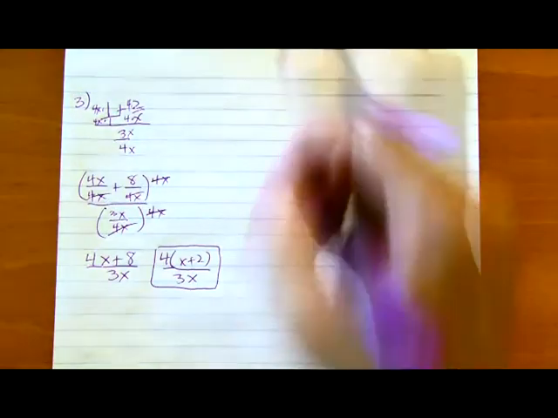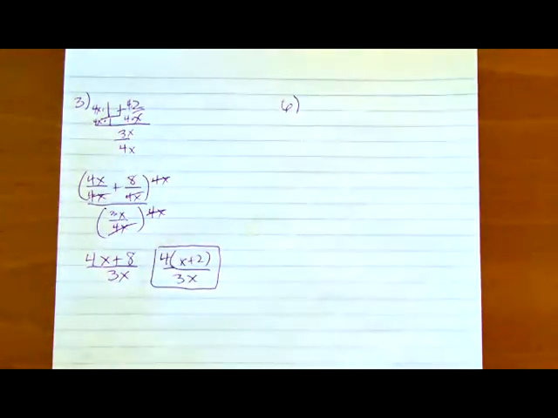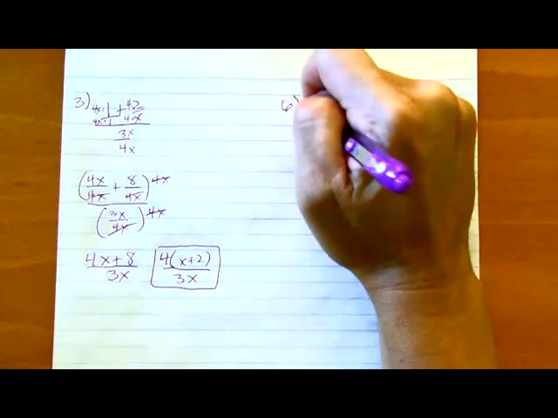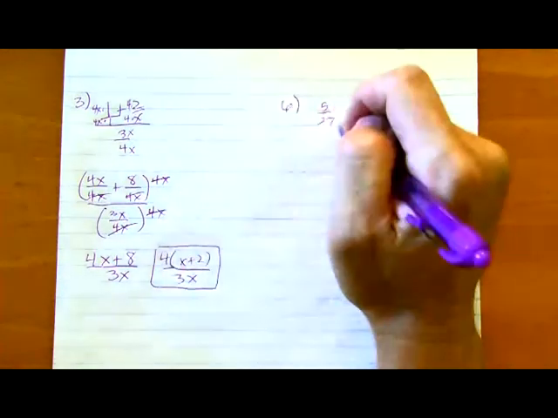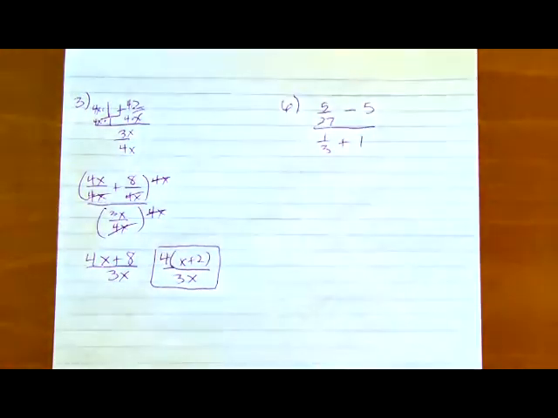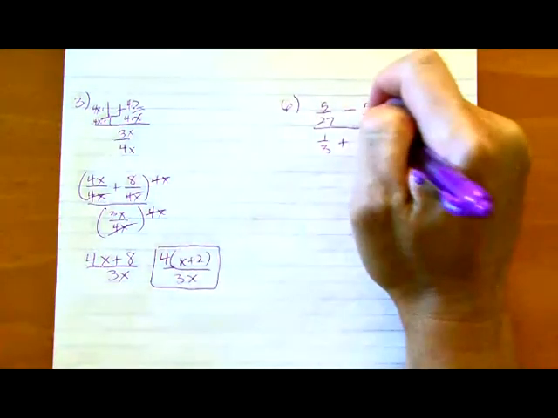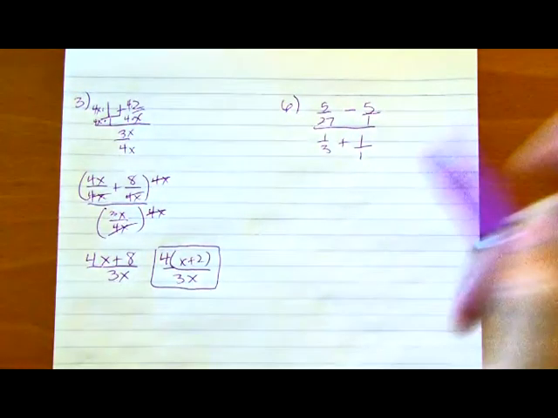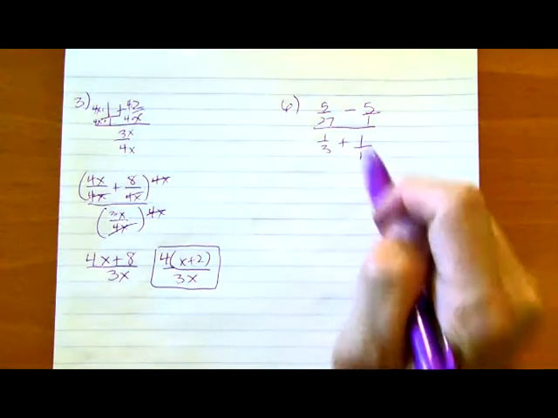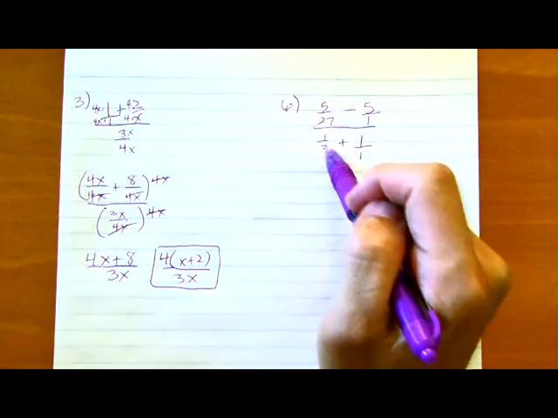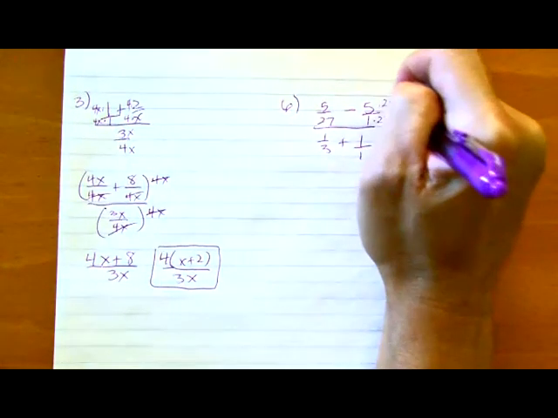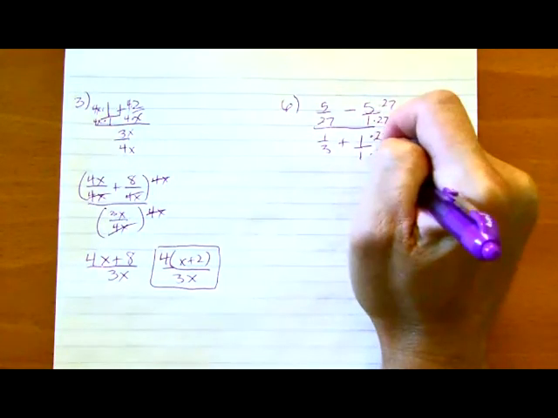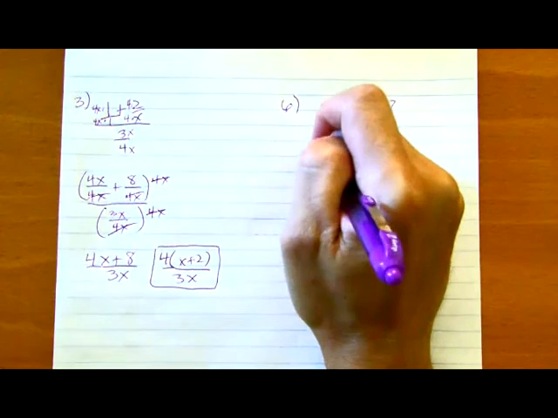Number 6. 6 is 5 over 27 minus 5 over 1 over 3 plus 1. The whole numbers have a denominator 1. We need a common denominator for all the fractions. We're going to go for 27. 3 can be changed to 27. These automatically can be changed by 27. Just multiply, so multiply top and bottom by 27. Multiply this one by 9, top and bottom.